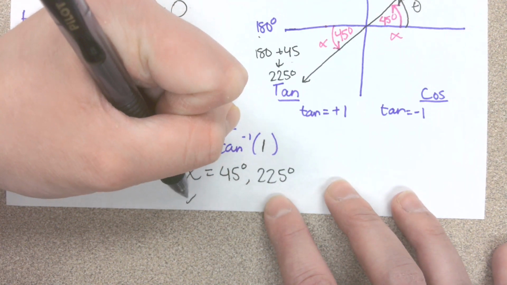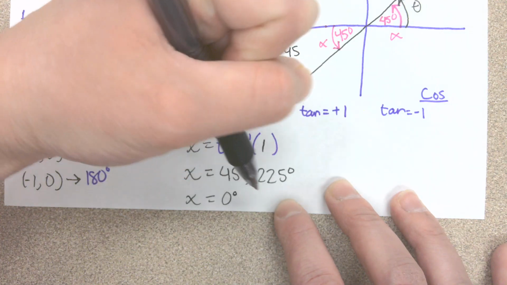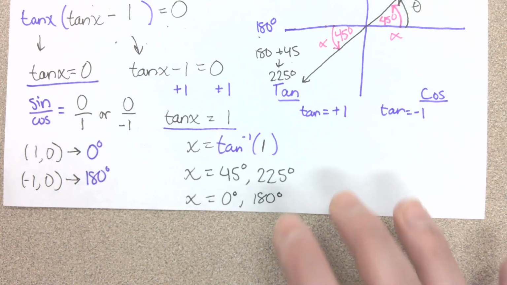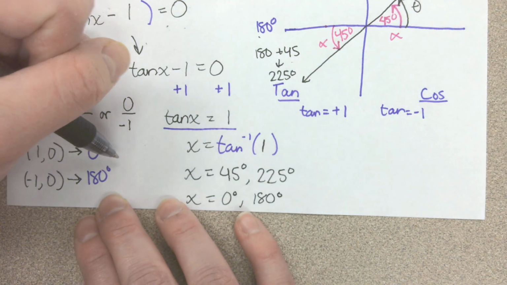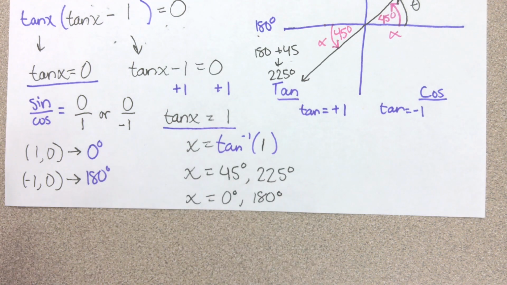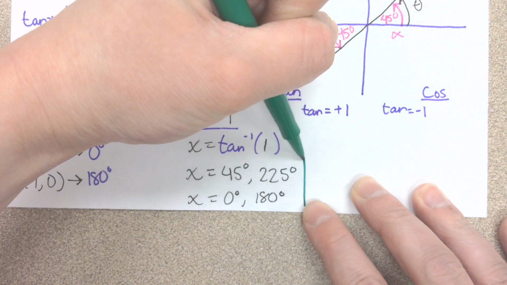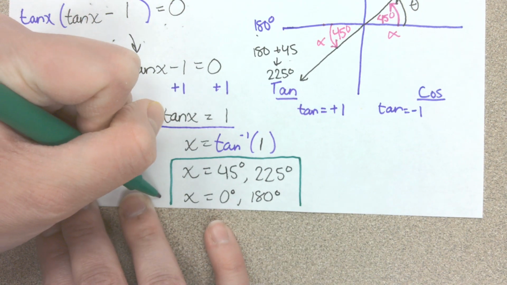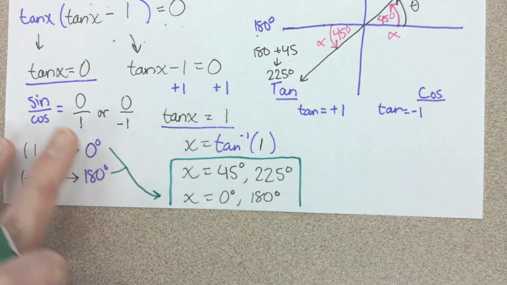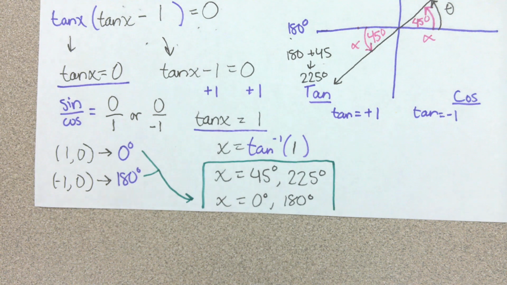So putting all of our answers together, we got 0 and 180 from the first problem that I solved over here. And then I just found these two. I could have put them as one list if I wanted to, or two separate, it didn't matter.